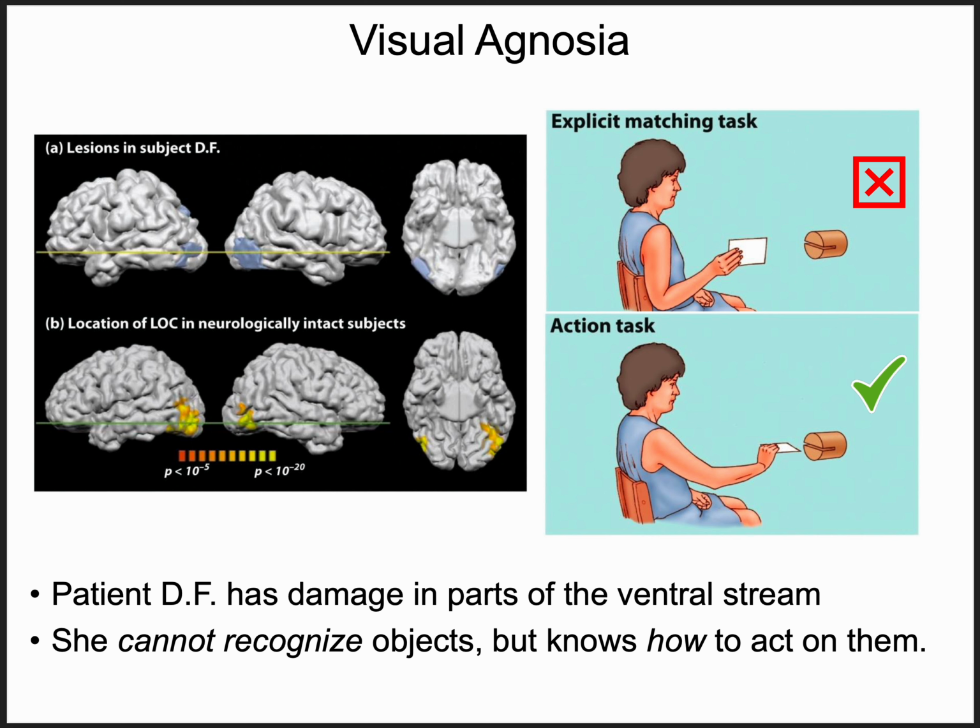Visual agnosia. Lesions in subject DF, location of LOC in neurologically intact subjects, p smaller than 10 to the minus fifth. Explicit matching task, action task. Patient DF has damage in parts of the ventral stream. She cannot recognize objects but knows how to act on them.